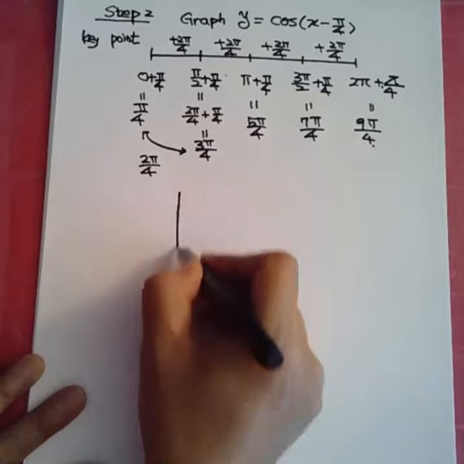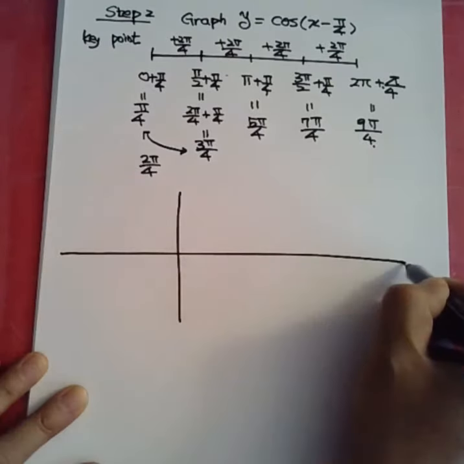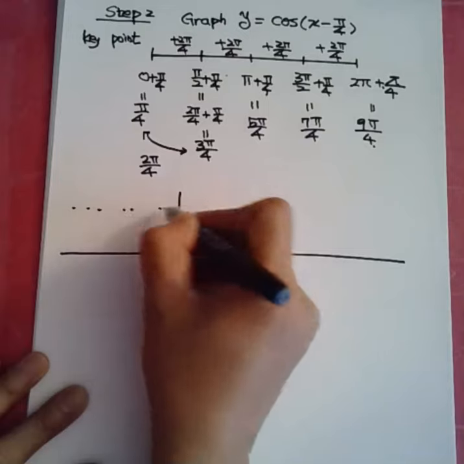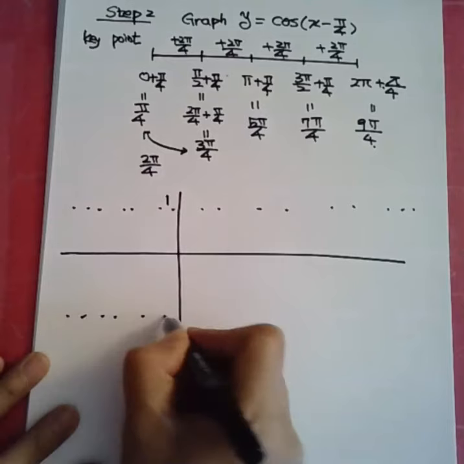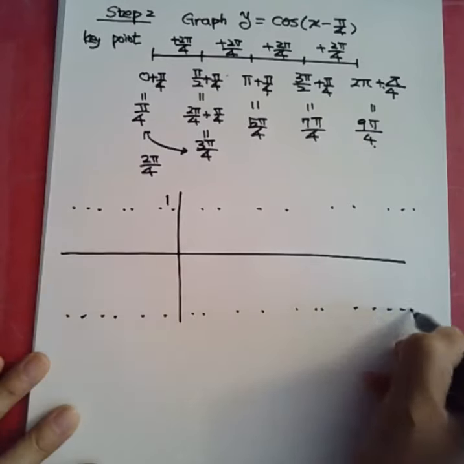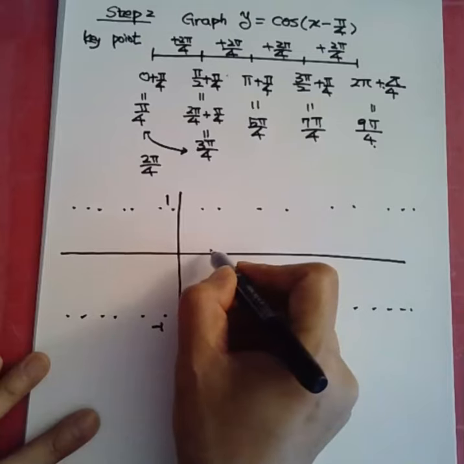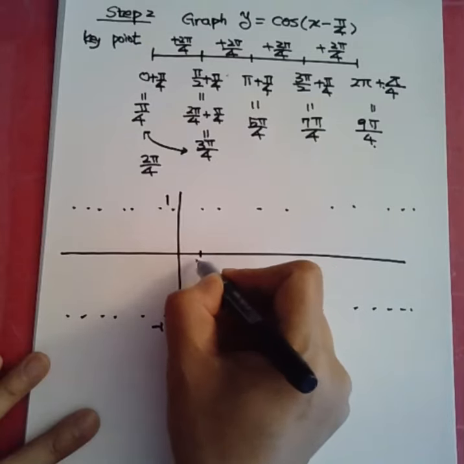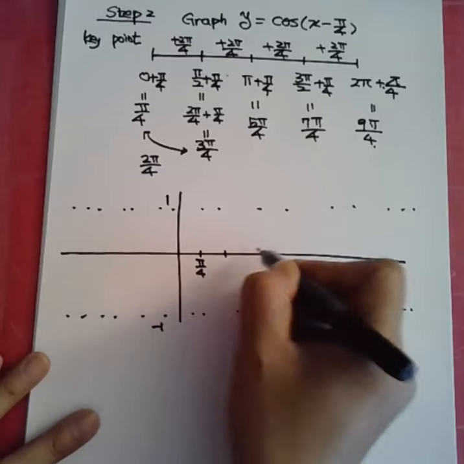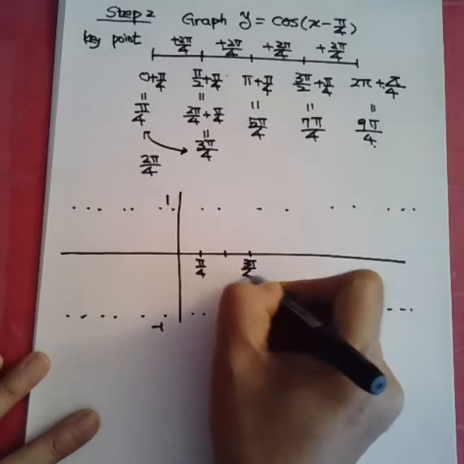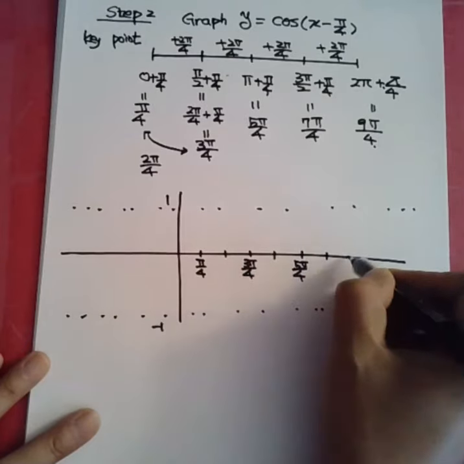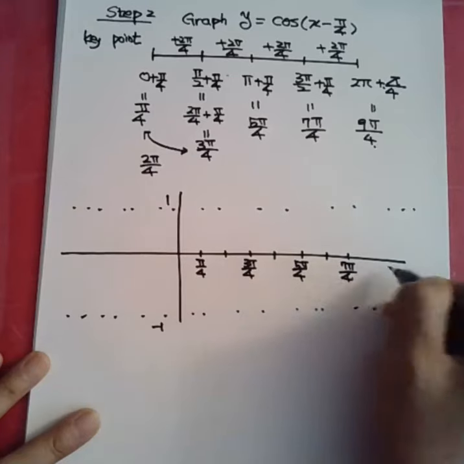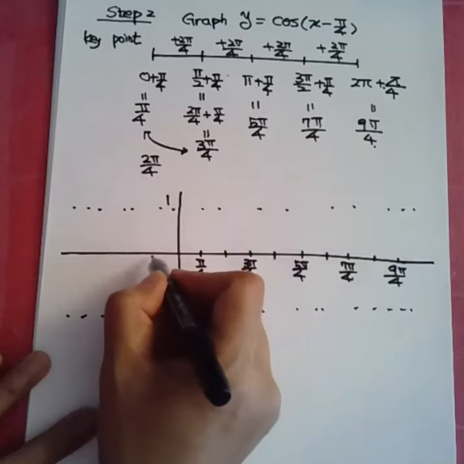Let's graph it. The maximum is 1, and the minimum is minus 1. This is pi over 4 to 3 pi over 4, 5 pi over 4, 7 pi over 4, 9 pi over 4, and so on.